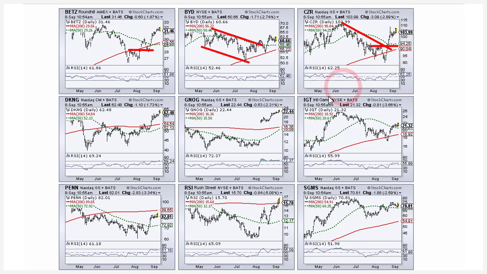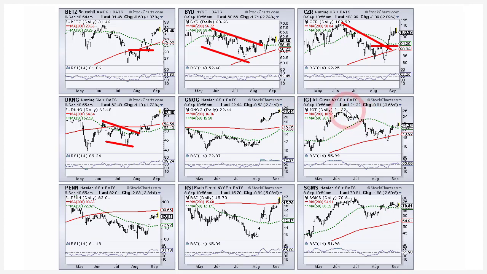DraftKings, definitely a leader. There is a pullback in DraftKings. So you got the surge, the pullback, and it got a breakout in early August. So it was already showing leadership. Golden Nugget, this big gap up, so it's way overbought.